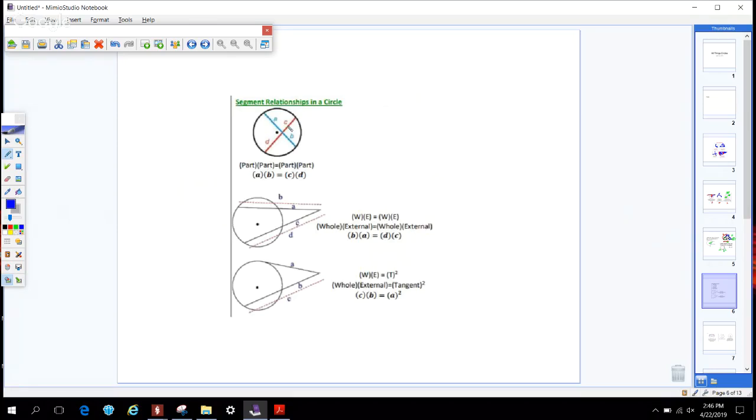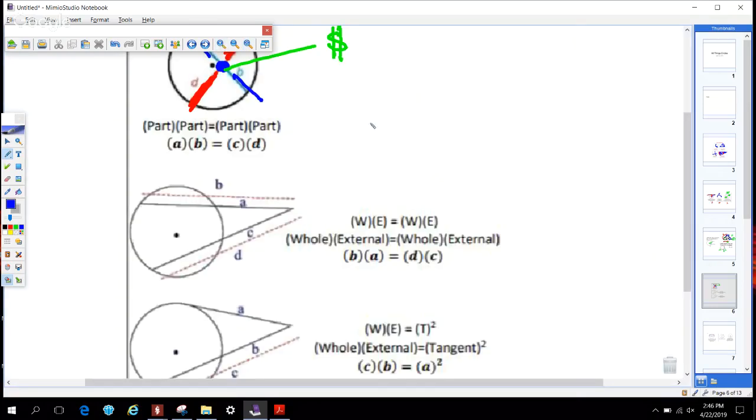For segments of a circle, we remember part times part equals part times part. And so basically it's saying, okay, right here where they intersect, that's our money point. So when I say money point, I mean that's a very important point. So what you're gonna do is you're gonna say, okay, well, this piece right here times this piece right here is going to equal these two pieces. And we're gonna do a couple problems together with that coming up.